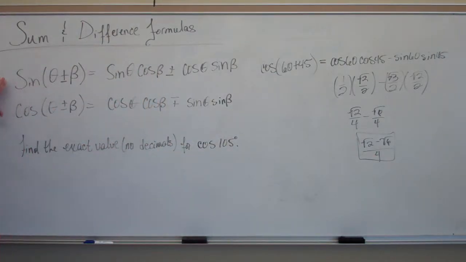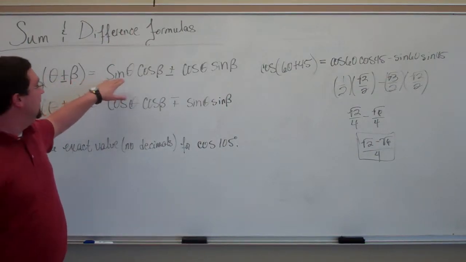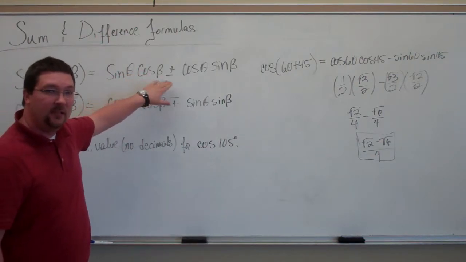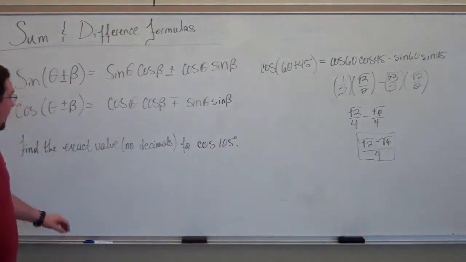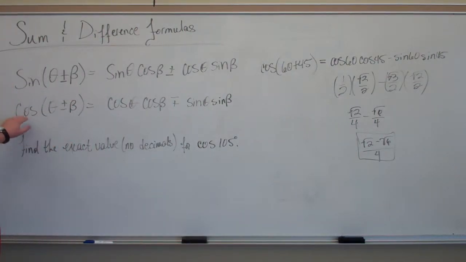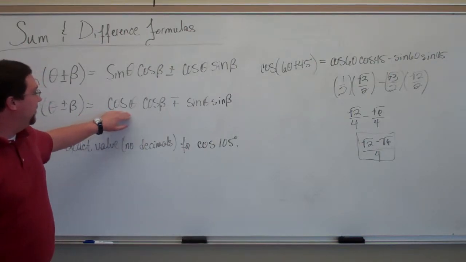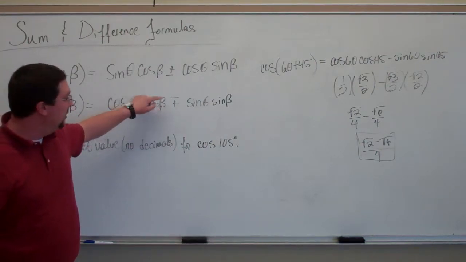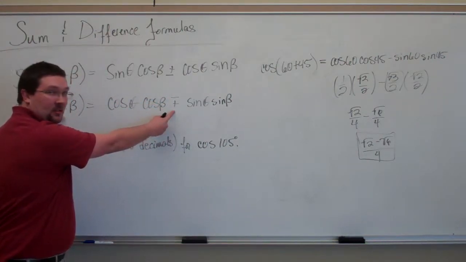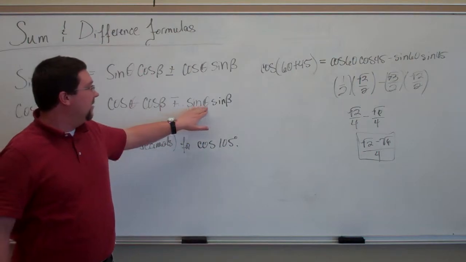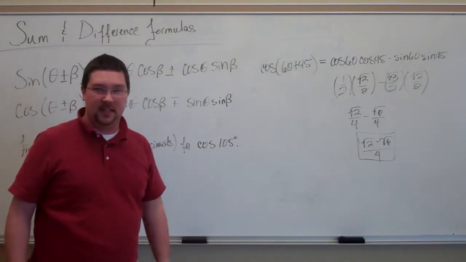Alright? So, I could keep giving you problems, but that'd be kind of redundant. Okay? So the main thing is to write down these two formulas here. The sine of theta plus or minus beta equals sine of the first times the cosine of the second plus or minus cosine of the first, sine of the second. And your cosine formula is the cosine of theta plus or minus beta is the cosine of the first, cosine of the second, minus plus, because remember you've got to flip the signs, okay? And then the sine of the first times the sine of the second.